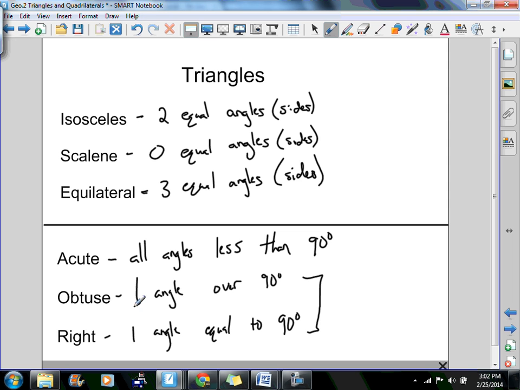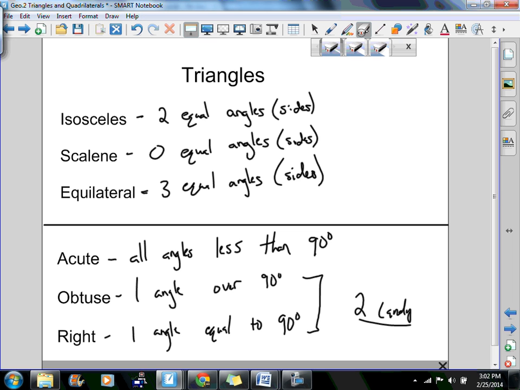Now, for a piece of candy tomorrow, you have to tell me why these say one angle. Why can an obtuse only have one angle over 90 degrees? Why not two or three? And then why can't a right triangle have more than one angle equal to 90 degrees? So that is worth 2 pieces of candy, if you can explain that to me tomorrow.